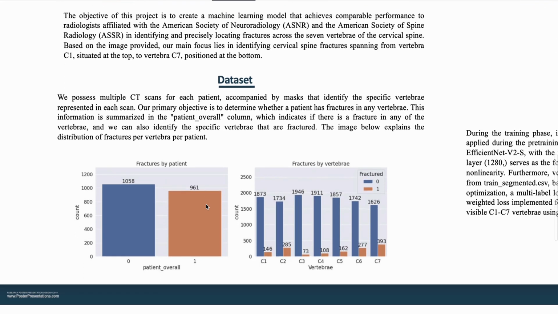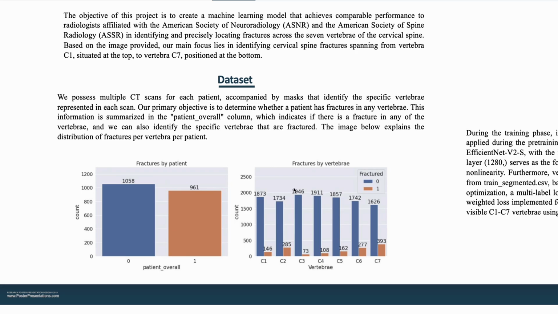To look at our data set, as I mentioned before, it is just multiple CT scans of many patients, and each patient could have a different number of CT scans. It's not necessary that all of them should have the same number of scans, or slices, per patient. When we look at the left graph here, we can see that the number of patients who don't have a fracture is about 1058, and the number of patients who have a fracture is 961. So we get to know that we have a pretty close distribution of patients who don't have a fracture as well as patients who have a fracture.